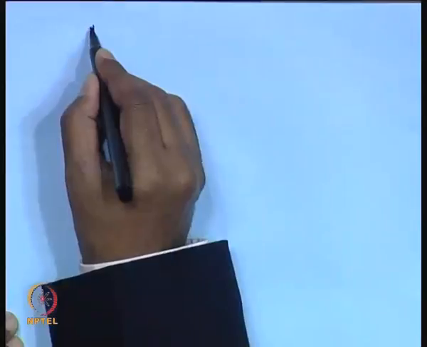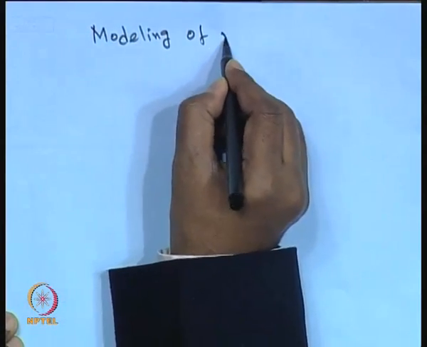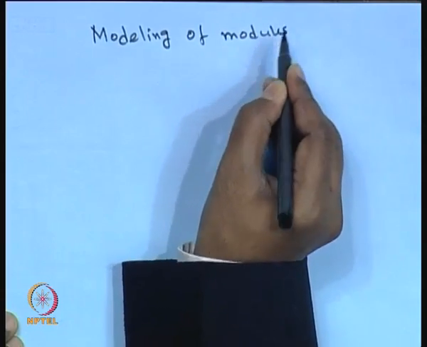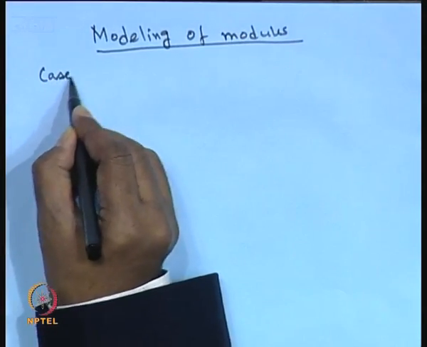Well, now we will start with the module modeling and go to the next complication to be incorporated in the modeling of the modules. We have finished the simplified case number 1. Now we will go to case number 2.